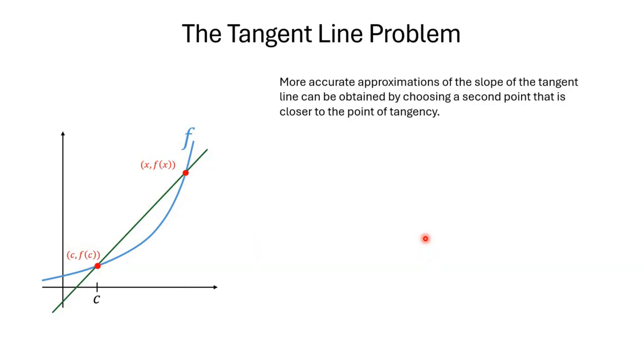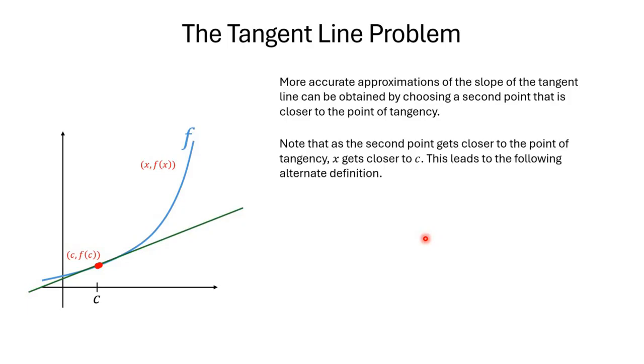We can have more accurate approximation by letting x get closer and closer to c, basically by letting the second point get closer and closer to the point of tangency. Note that as the second point gets closer to the point of tangency, x gets closer to c. This leads to the following alternate definition for the slope of a tangent line.